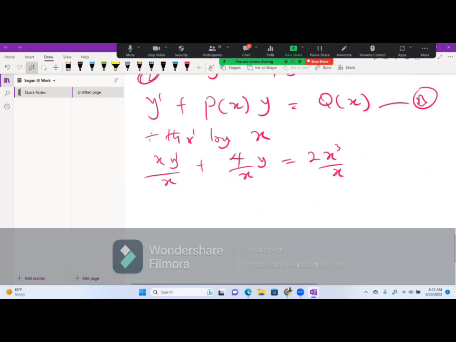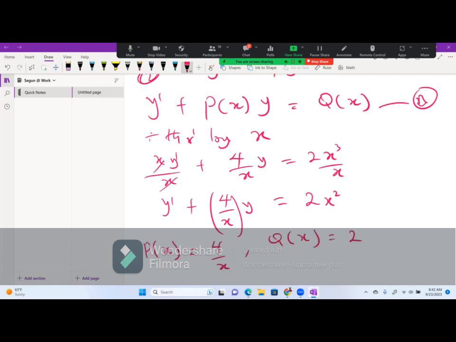Do we understand? So in this case now, I'll have this one cancel this. I have y prime plus 4 over x, y. Remember, this will stand alone because P is my P of x now, equals to 2x squared. Any question? So my P of x in this case will be 4 over x, and my Q of x in this case will be 2x squared. Are we together?